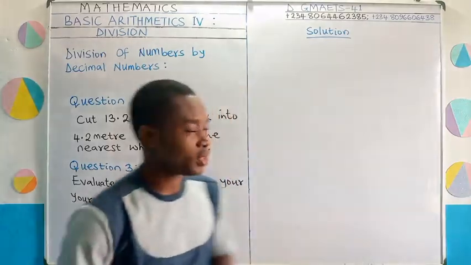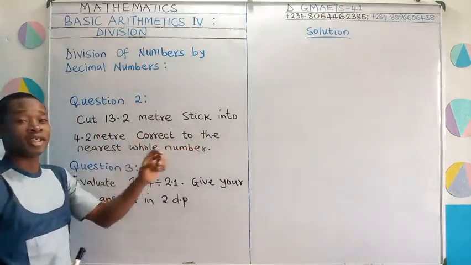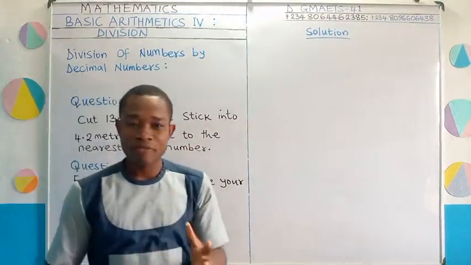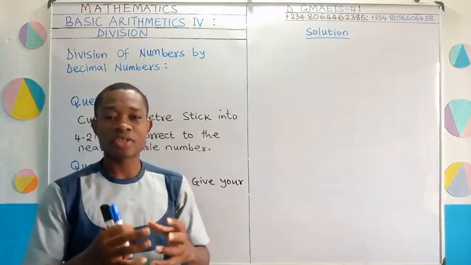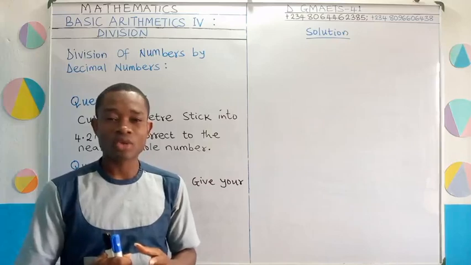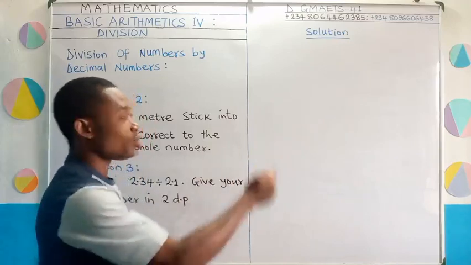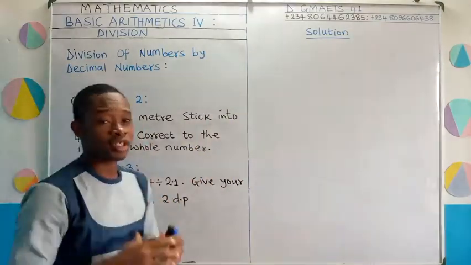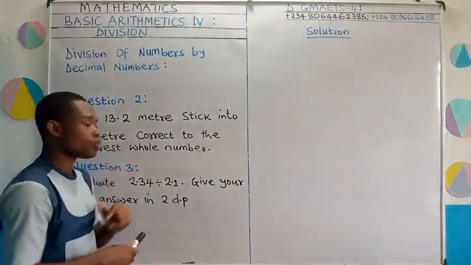We're going to solve this question one after the other. Question 2 first. I want you to take note of this statement: correct to the nearest whole number. When I taught you rounding off, I explained to you what it means to get your answer in the nearest whole number. It means you have to round off from the tenth place value to the unit place value. So for this, let us see how we go about it. Cut 13.2 meter stick into 4.2 meter.